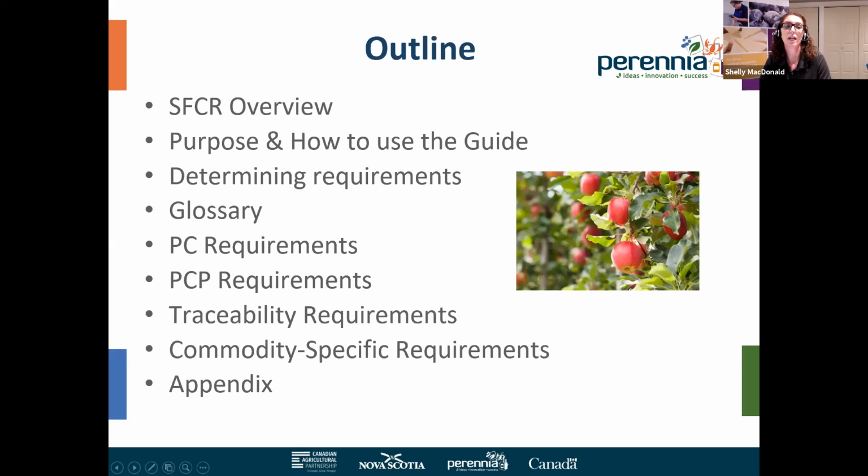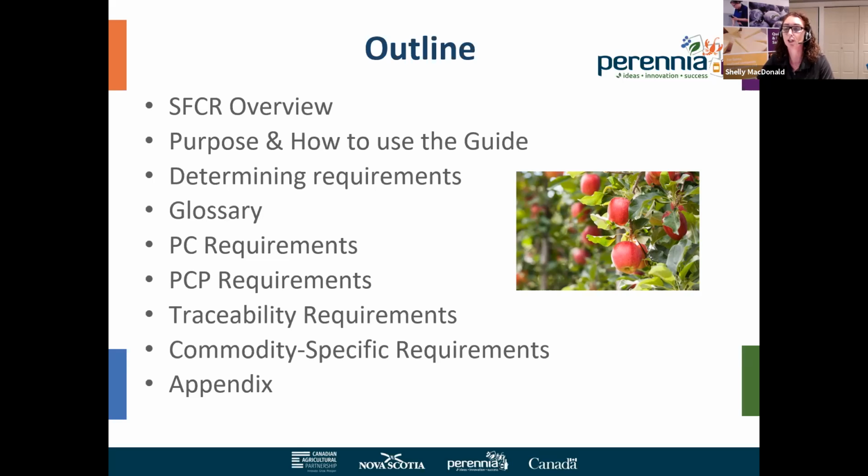So the outline for today is going through the Safe Food for Canadian regulations: an overview, the purpose and how to use the guide, determining the requirements, looking at the glossary, the preventive control requirements, the preventive control plan requirements, traceability requirements, commodity specific requirements, and also reviewing the appendix.